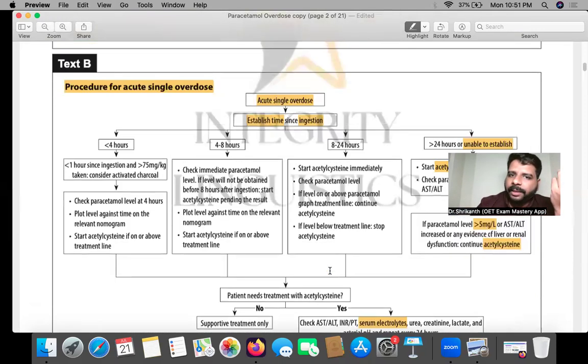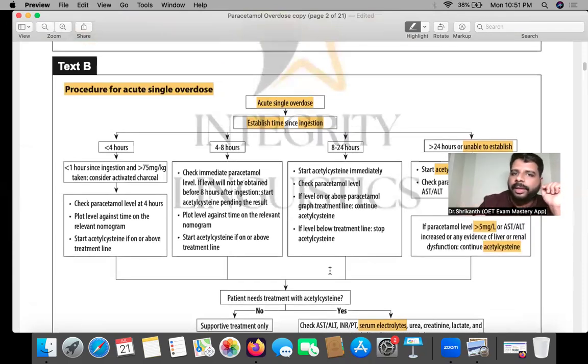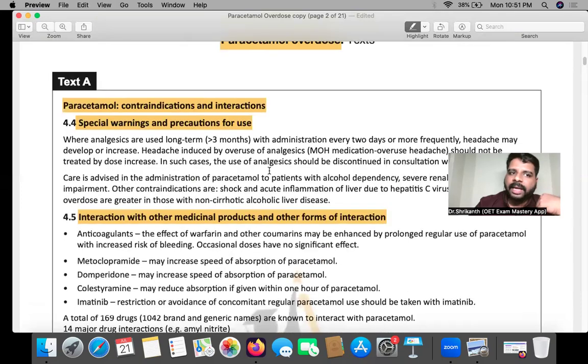What about text B? Do you think it is going to be here? Text B is what? Procedure for acute single overdose. Do you think your intuition will tell you that chronic usage of paracetamol as a painkiller, symptom will get worse, that information is going to be here? Not likely. So B and C you will ignore. So the two highly likely paragraphs are either A or D.